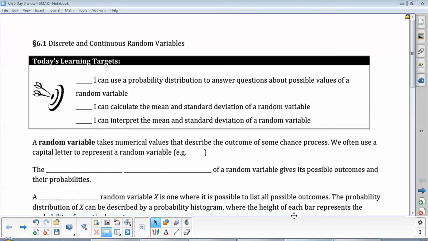So the learning targets today are to be able to use a probability distribution, which you should already pretty much be familiar with from Chapter 5, calculating the mean and standard deviation of a random variable, and being able to interpret the mean and standard deviation of a random variable.